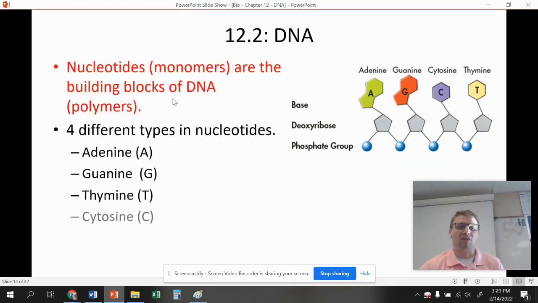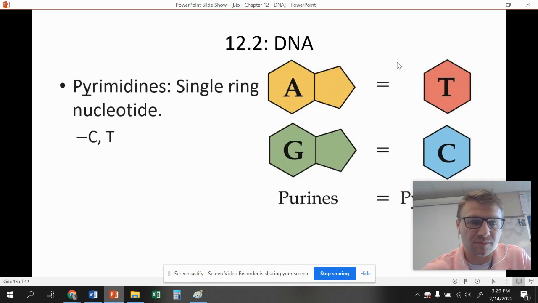Now, DNA is made of long chains of these monomers, or long chains of nucleotides. You can see this is a DNA molecule here because we have long chains of the nucleotides. And there's 4 different nucleotides: adenine, guanine, thymine, and cytosine. Most of the nucleotide is going to be exactly the same. You can see here the phosphate group and the deoxyribose group are exactly the same each time. It's the A, G, C, T, the base part, that's different. That's what makes a nucleotide different.